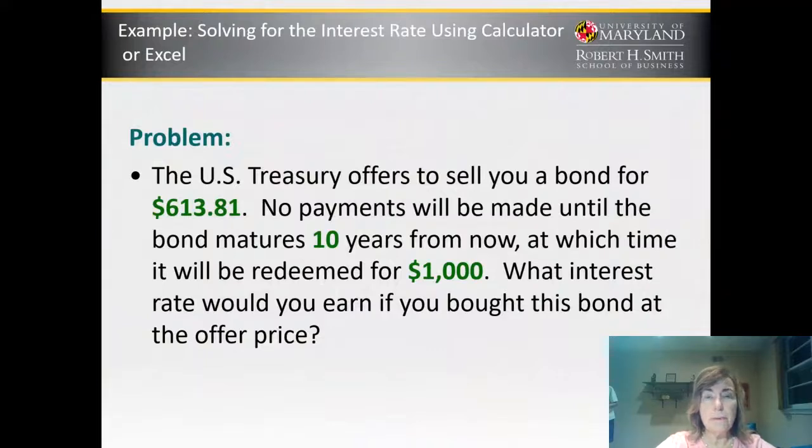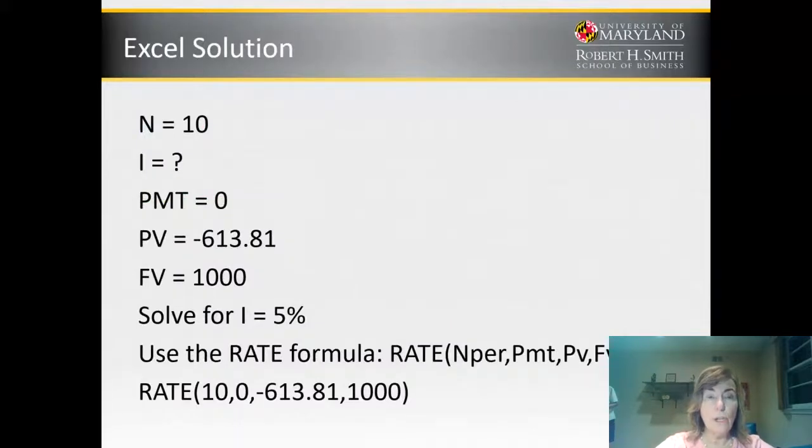Now let's look at a problem very simply. Suppose the government offers to sell you a bond for $613.81. You're not going to get any payments until it matures in 10 years, and then you're going to get $1,000. What rate would you earn if you bought this bond at the offer price? Now, this is known as a zero coupon bond, because it's not paying any coupon payments. So here we can solve in Excel, and we would get the rate 5%.